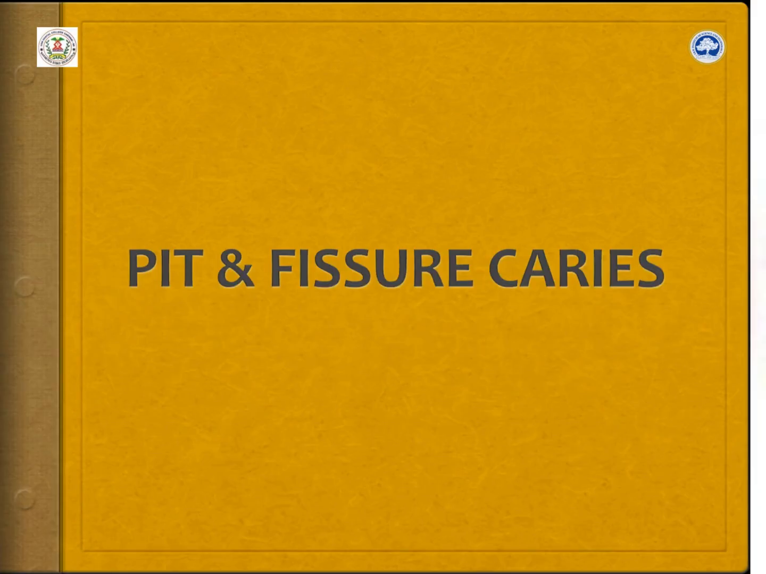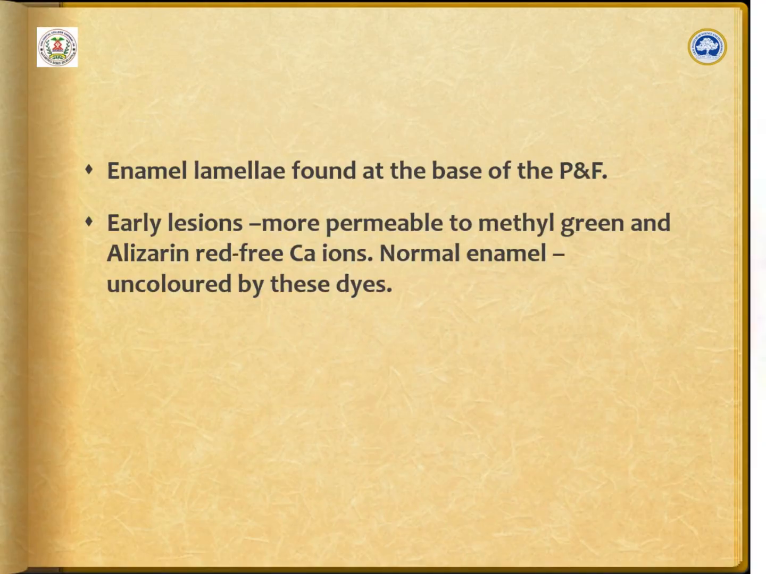The next type is the pit and fissure caries, which shows the enamel lamella found at the base of the pit and fissure. The early lesions are more permeable to stains like methyl green and alizarin red, free of calcium ions. Normal enamel is usually uncolored by these dyes.